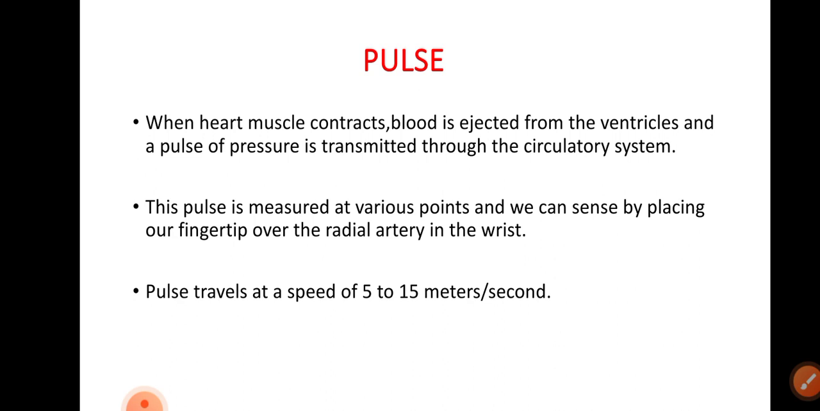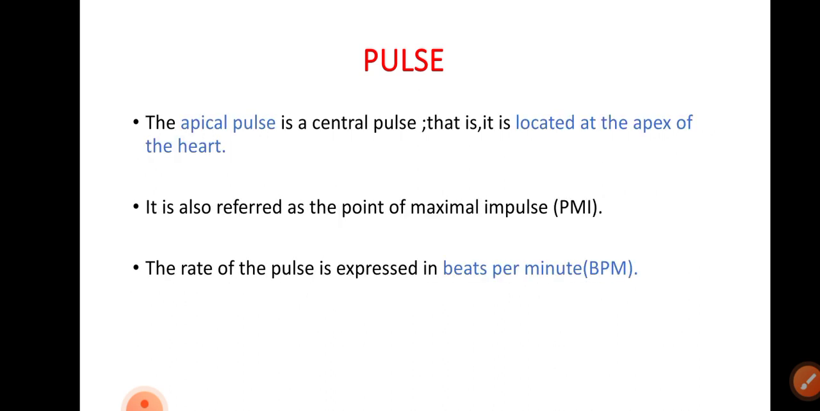Usually a pulse travels at a speed of 5 to 15 meters per second. A special pulse called the apical pulse is a central pulse located at the apex of the heart, and it is also referred to as the point of maximum impulse. The rate of the pulse is expressed in beats per minute. In short, we'll call it BPM.